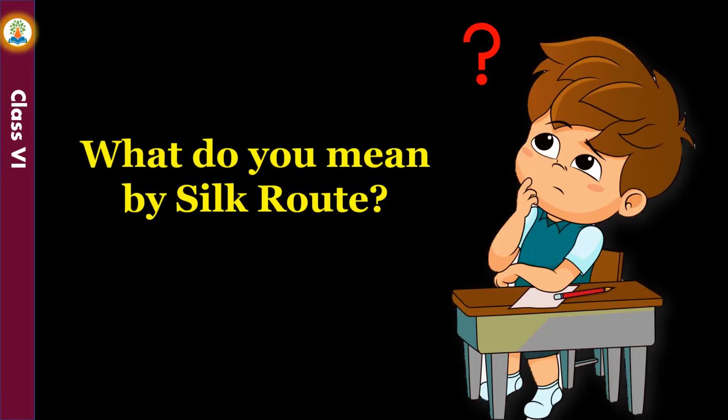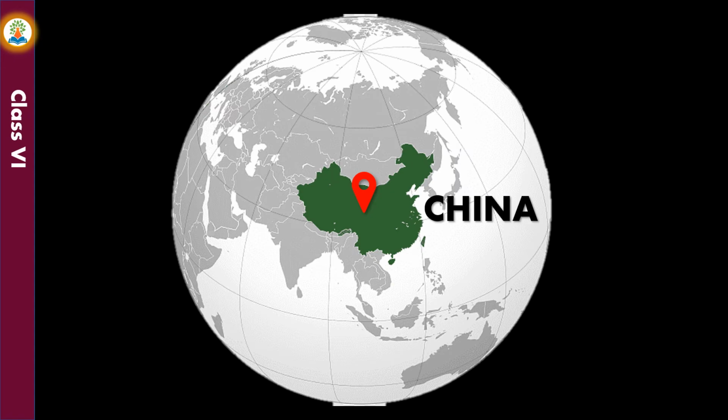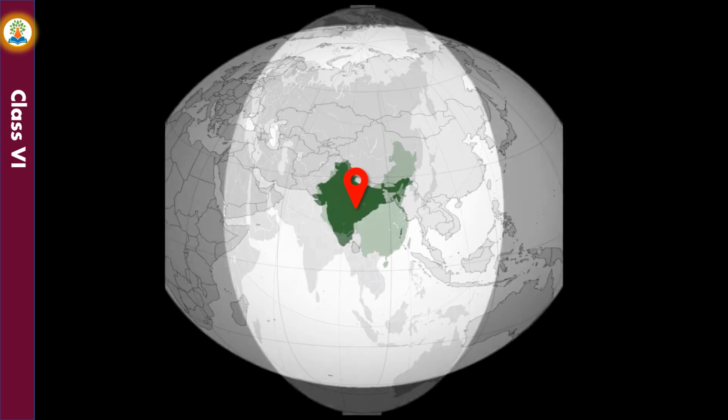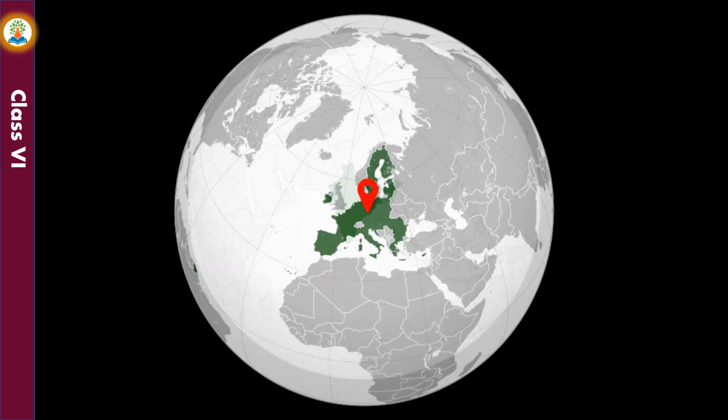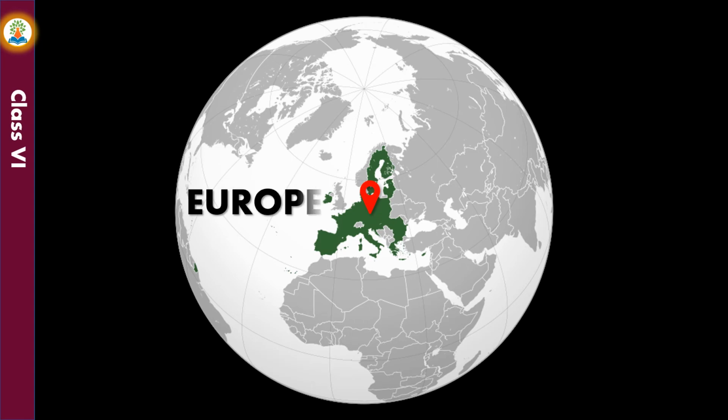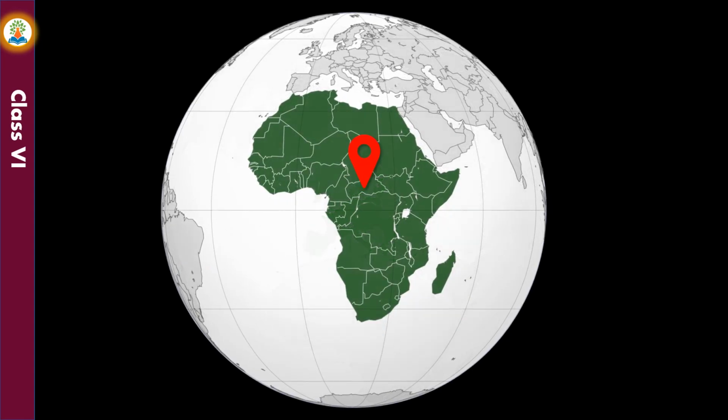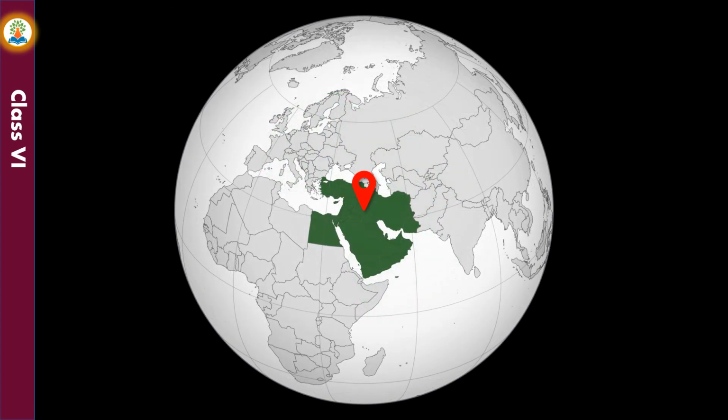What do you mean by the Silk Route? The first silk was developed around 5,000 to 8,000 years ago in China. From China, it came to India, Europe, Africa, then the Middle East. The trade route between these countries was known as the Silk Route.